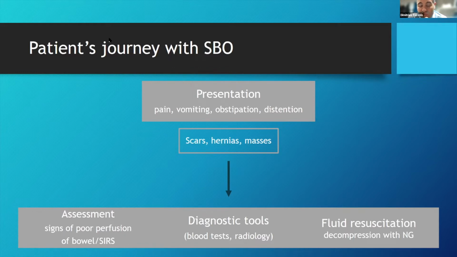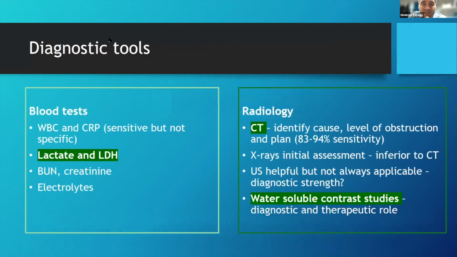On the initial assessment, it's very crucial to look for signs of poor perfusion. If the patients are going into a SIRS response mode, that implies possible bowel ischemia. We also need to do fluid resuscitation, decompression, and be sure about the fluid balance. Regarding the diagnostic tools, I've added the ones that we use in everyday clinical practice, but the most important are the highlighted ones, from my point of view. Lactate and LDH, especially when they are increasing despite the resuscitation, are an alarm, a flag that most likely the patient is heading towards an ischemic segment of bowel.